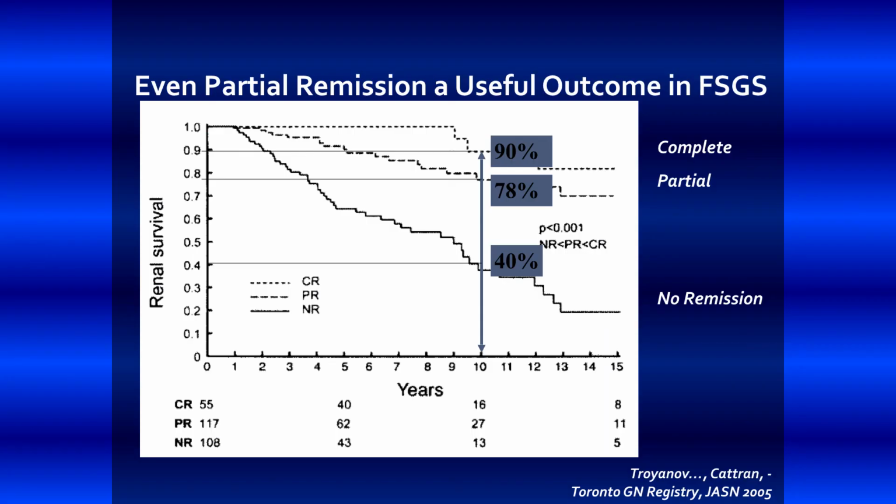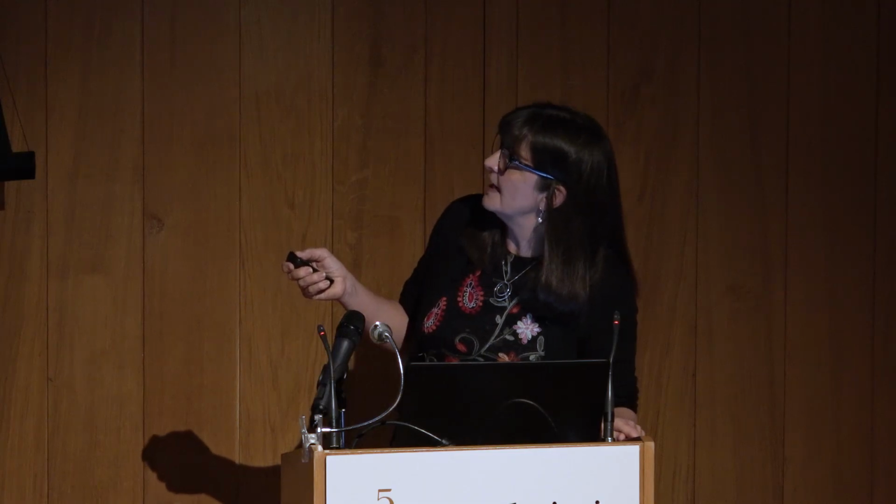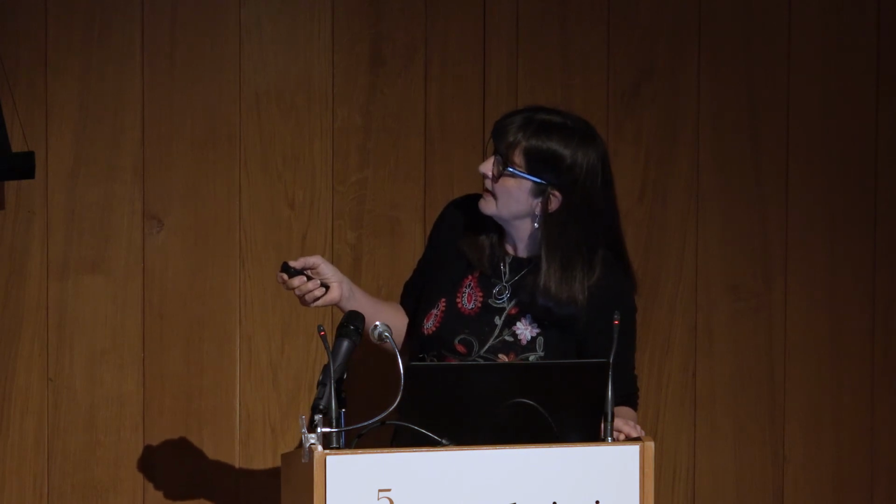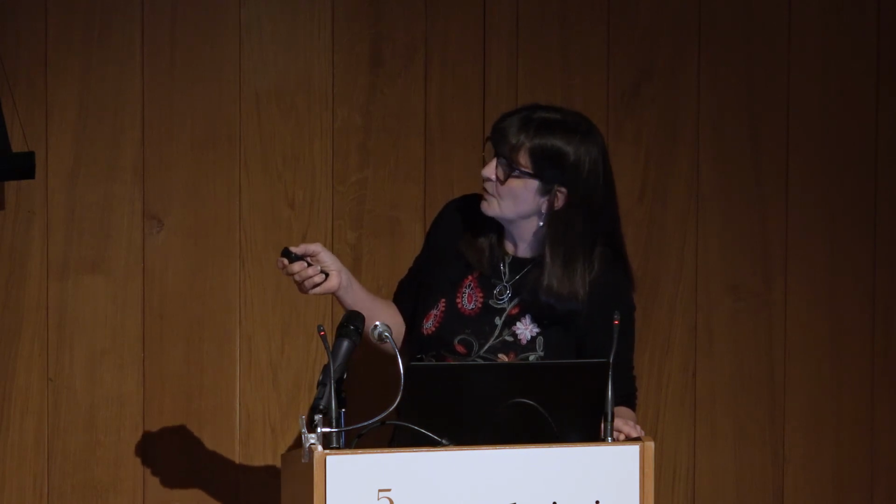And this is a series showing exactly that fact: if you don't go into remission, you only have a 40% chance of renal survival at 10 years. If you get full remission, you get a 90% chance of renal survival at 10 years, but even a partial remission is worth going for because that increases your renal survival from 40 to 78%, so a significant difference.